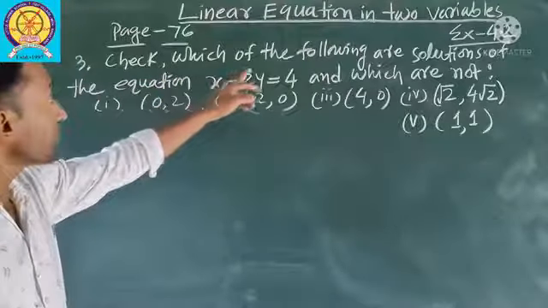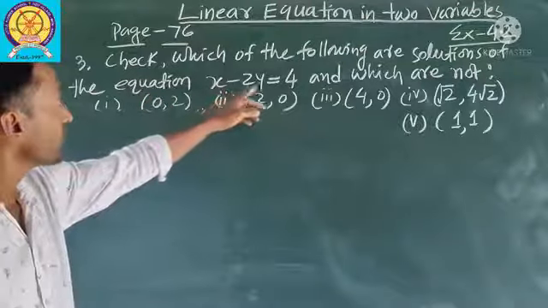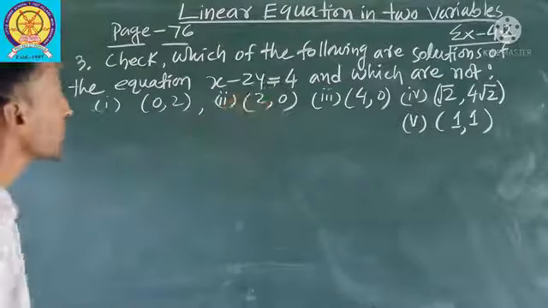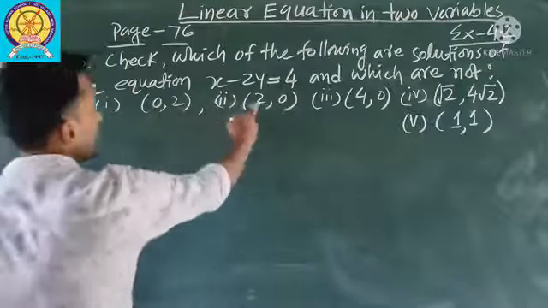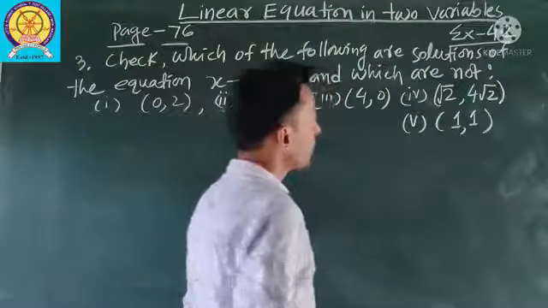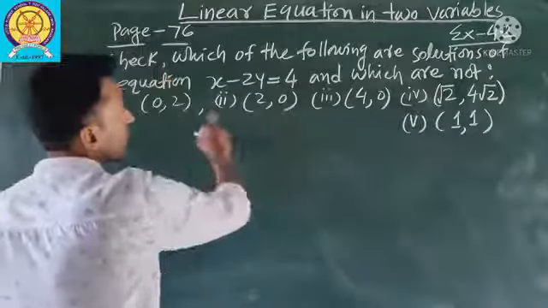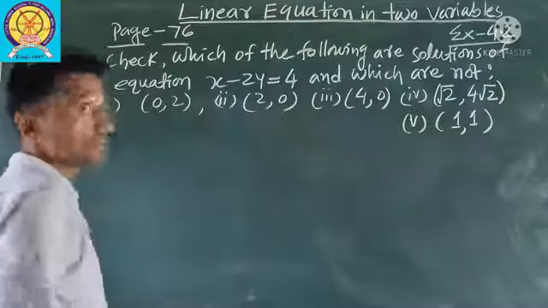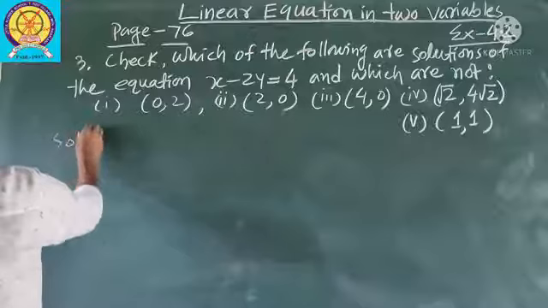Check which of the following are solutions of the equation x minus 2y = 4 and which are not. Here the given solutions are (0, 2), (2, 0), (4, 0), (root 2, 4 root 2), and (1, 1). We have to check whether these are solutions of this equation or not. So first we take number 1.